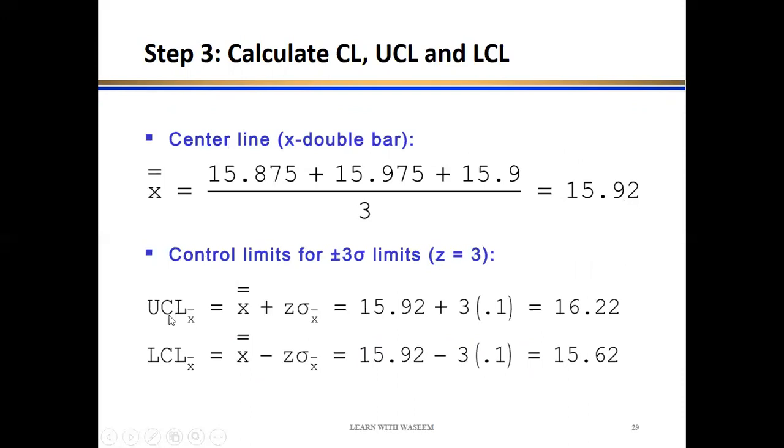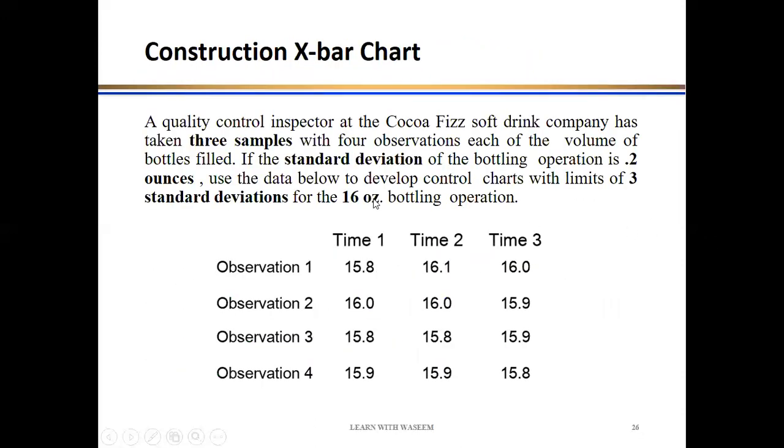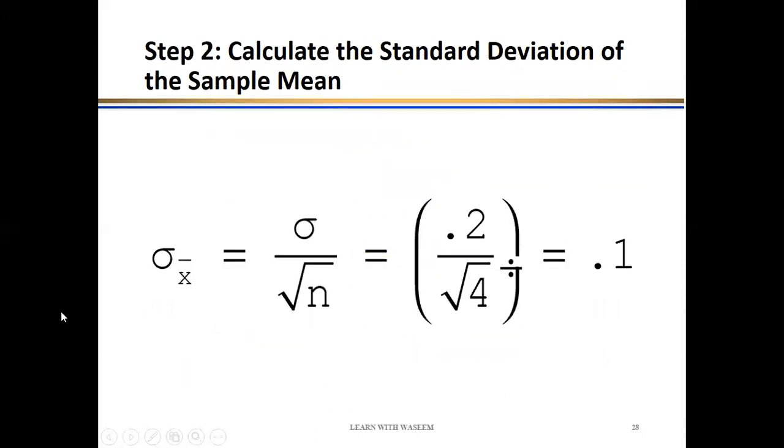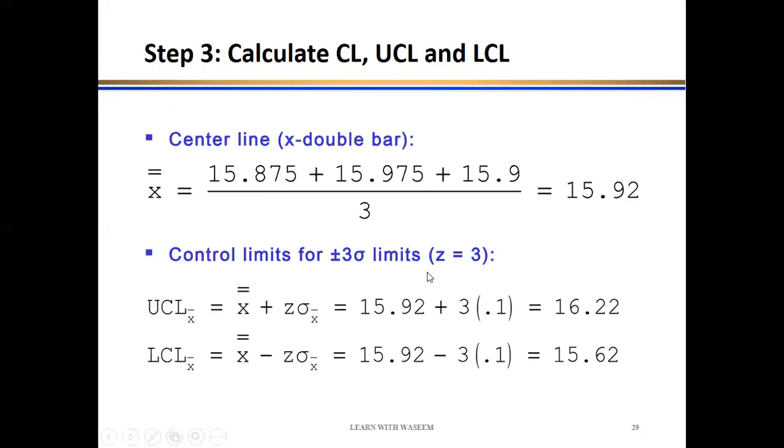Now let's move toward the upper and lower control limits. As you know, the standard deviation is given. The z value in the question is given, which is 3. You can see here: use the data below to develop a control chart with limits of 3 standard deviations for 16 ounces. If z is given, then you can use these formulas for the upper and lower control limits.